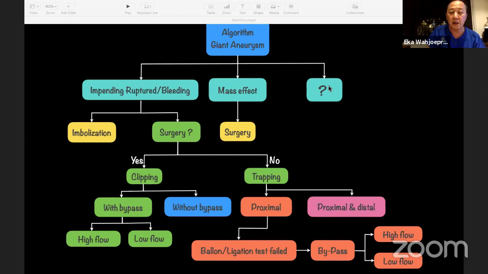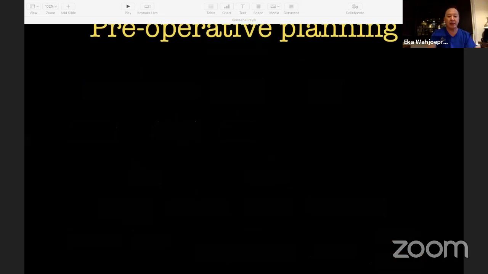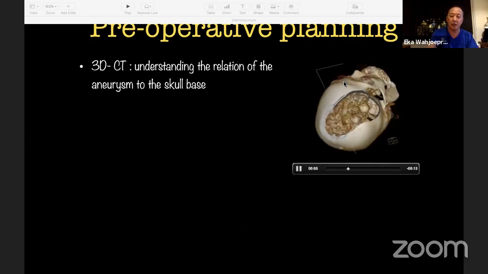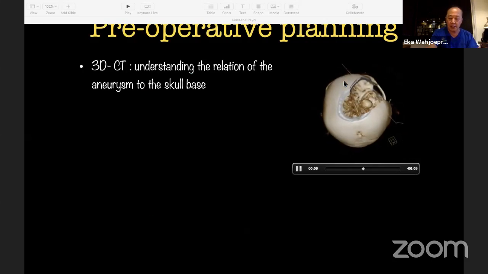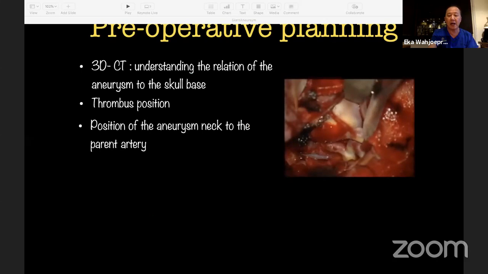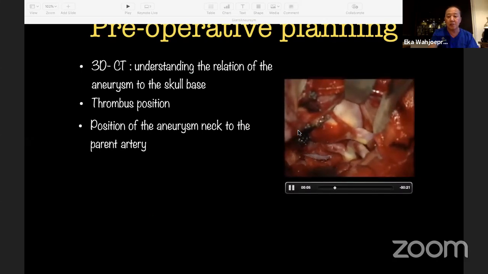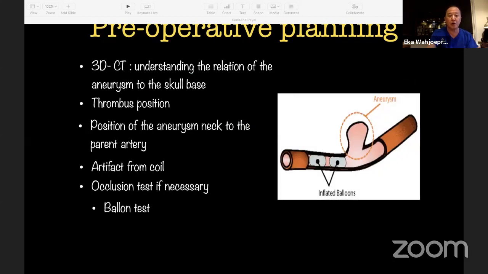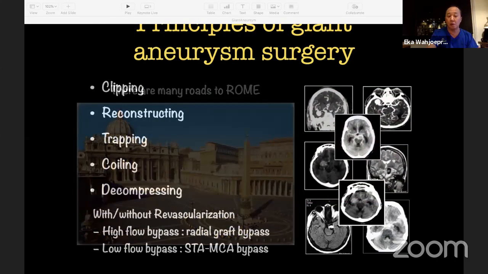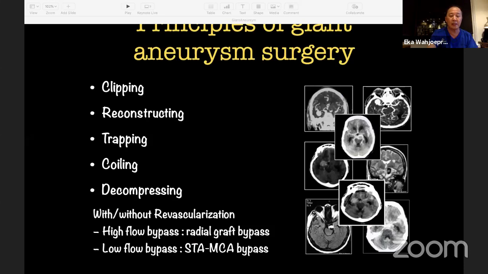And I put here the question mark, meaning do we need to do something for the patient in front of us? So this is the pre-operative planning. I like very much to go to the CT machine and make a simulation. How is the craniotomy? How big is it? Because in surgery of giant aneurysm, we need to see the thrombus position, and the position of the parent artery, the distal side, and also the proximal side. If possible, we need to see both. That's why the craniotomy needs to be sufficient. It does not always mean small. And sometimes it's artificial from the coiling, and sometimes it's a balloon test or ligation test. So there are many roads going to the room: maybe clipping, reconstruction, trapping, coiling, decompression, etc.